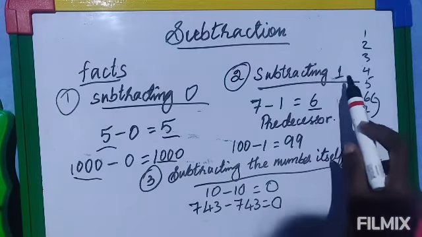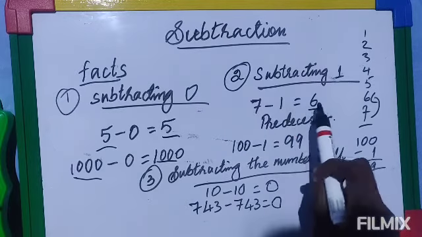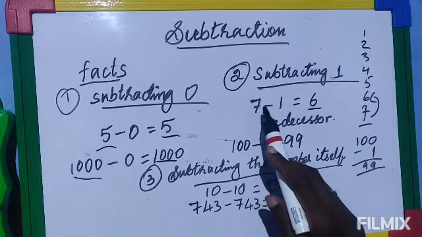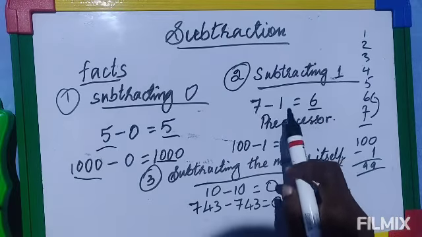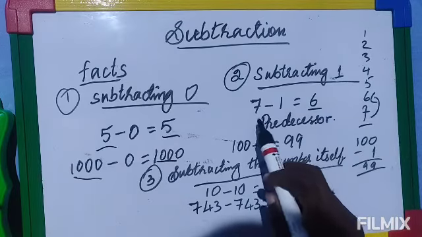Again, if you minus 1 from any number, you get the predecessor of the number. That means you get the before number, the previous number of the minuend. So if you subtract 1 from any number, you get the predecessor of the number.